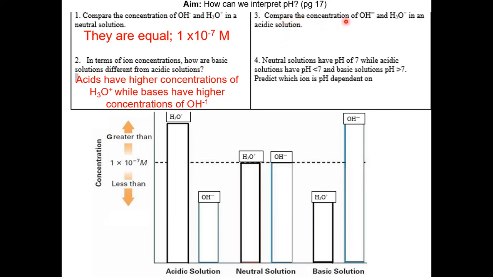Question 3. Compare the concentration of hydroxide and hydronium in an acidic solution. In an acidic solution, it has a higher concentration of hydronium and a low concentration of hydroxide.